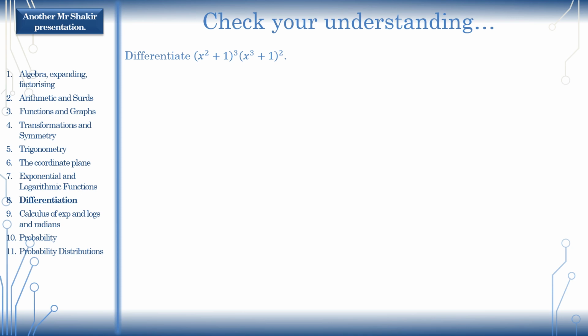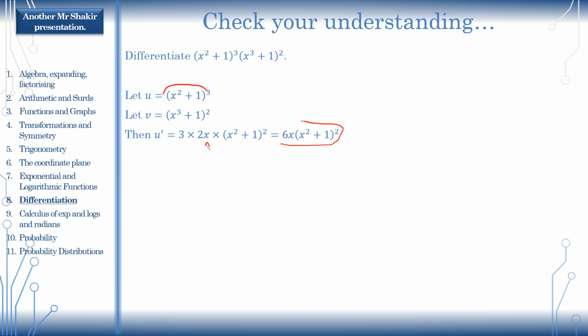Okay, I'm assuming you've given it a go. So let's see. We let u equal to that. We let v equal to that. u prime by the chain rule: the 3 comes down, we leave the inside alone, decrease the power by 1, multiply it by the derivative of the inside. And I've taken the liberty of multiplying by the derivative first, but hopefully you can see that. And you should have ended up with this.